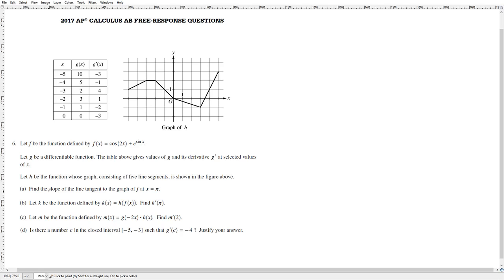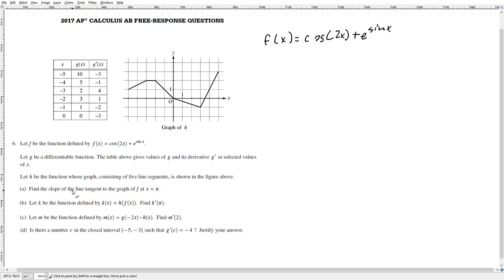So basically, the slope of the line means the derivative, and we'll need to find the derivative of f at pi. When we find that derivative, we'll need to plug pi into f prime. So let's write our information down to set things straight before we start doing all our math. What we're given is f of x equals cosine of 2x plus e to the sine of x. That's our given.